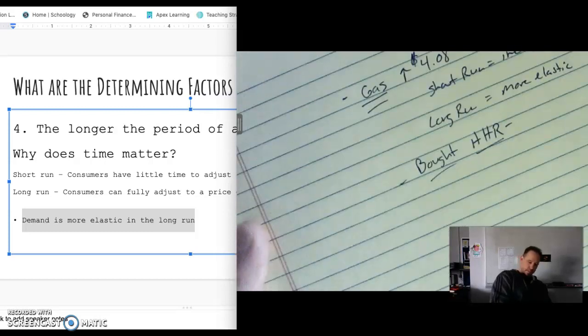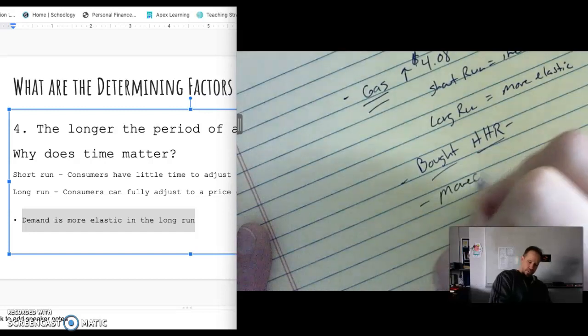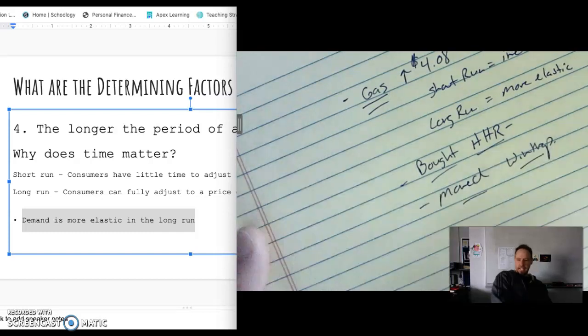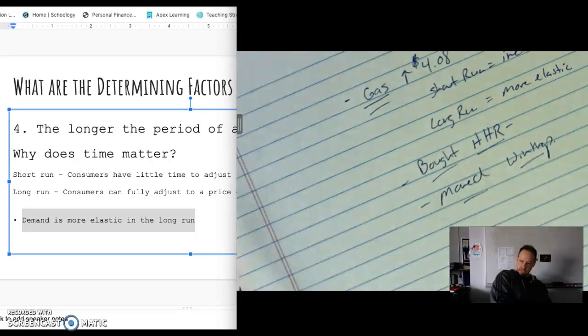Another, we moved. So we moved back to Winthrop. Now this is something, gas prices go up on Tuesday, you're not moving Thursday. It's something that took months in order for that to happen. But over time, we were able to adjust our consumption, and our demand for gas became more elastic as we had more time to adjust and to respond to those price changes. Okay, let me give you a couple other examples.